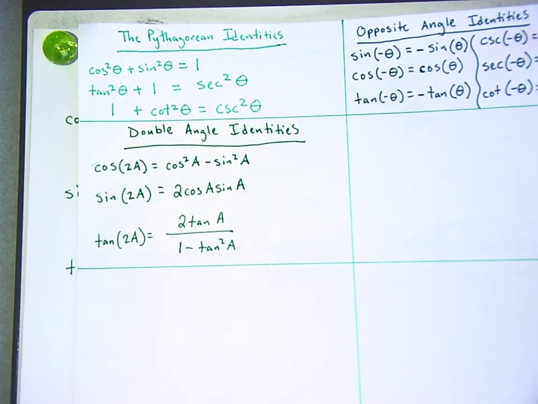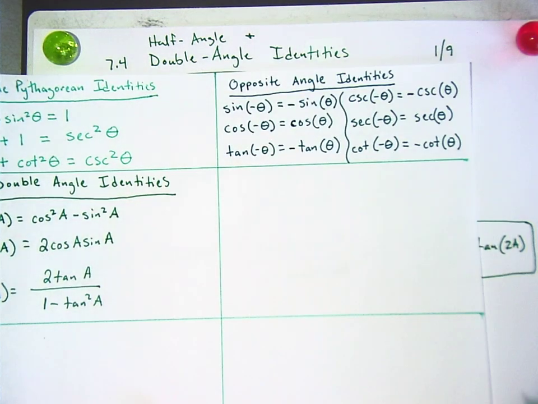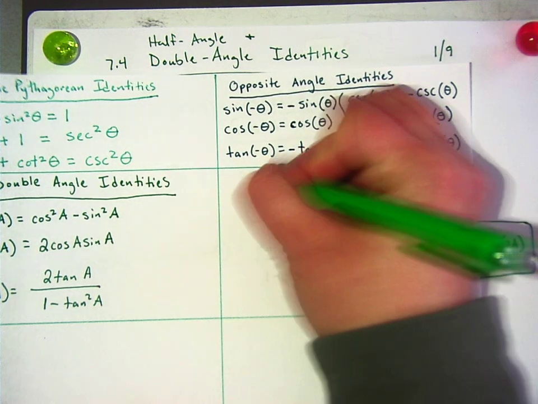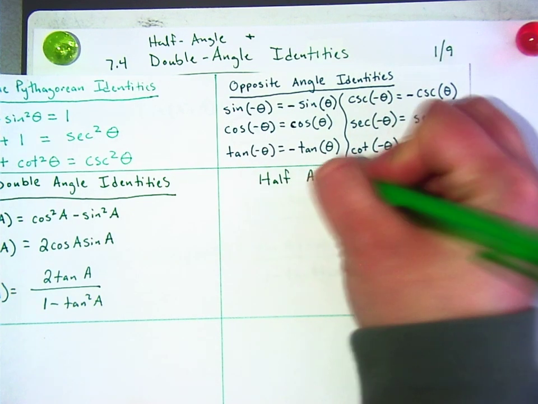So that's what your double angle identities section should look like. Now, we also have a half angle identity section, and that one I'm not going to have you prove to me. I'm just going to have you write them down. So these are the half angle identities.